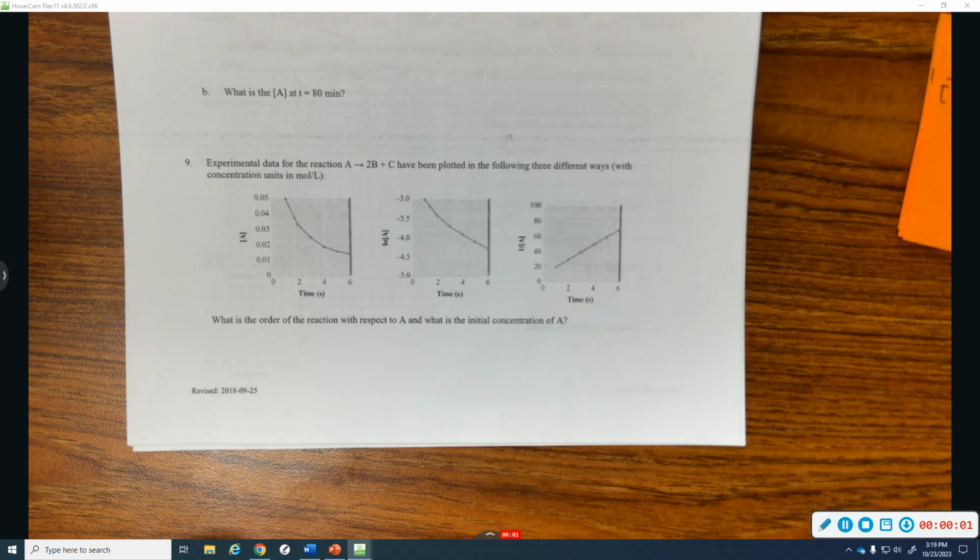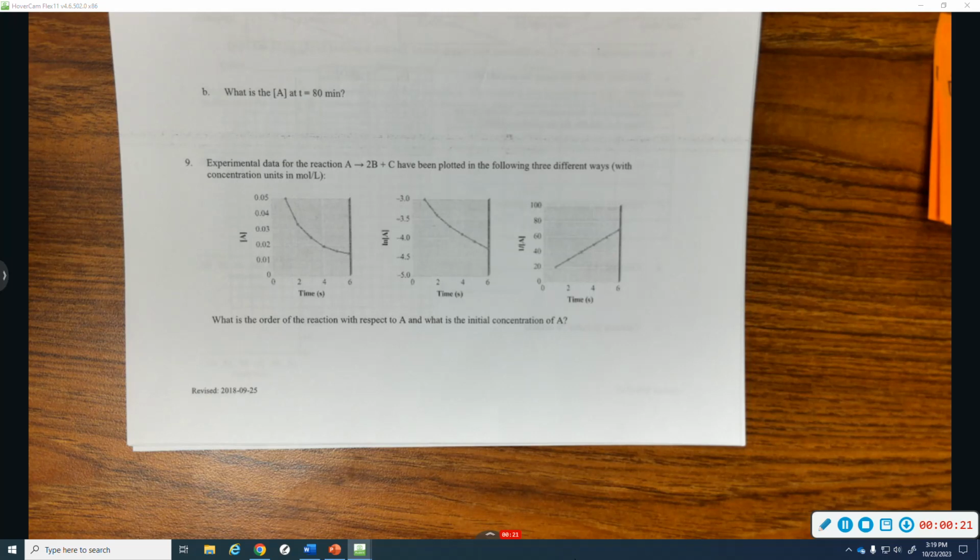Hi everyone, in this video I'm going to continue to work some more integrated rate law problems for AP Chemistry. So the problem we're going to be solving is number 9. Experimental data for this reaction has been plotted 3 different ways. What's the order of the reaction with respect to A, and what's the initial concentration of A?